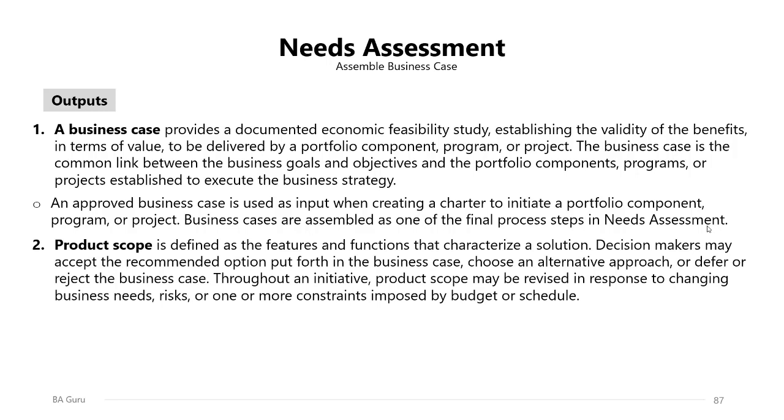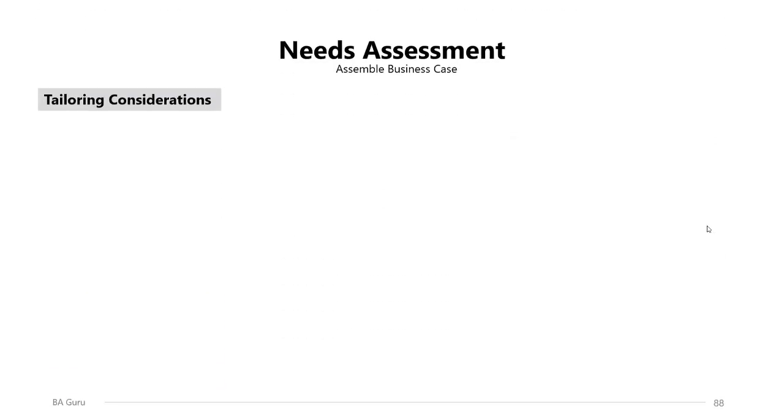The product scope, which is the second output, is defined as the features and functions that characterize a solution. Decision makers may accept the recommended option put forth in the business case, choose an alternative approach, defer, or reject the business case. Throughout an initiative, product scope may be revised in response to changing business needs, risks, or one or more constraints imposed by the project budget or schedule.